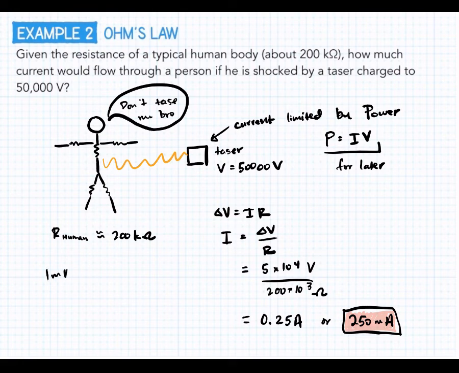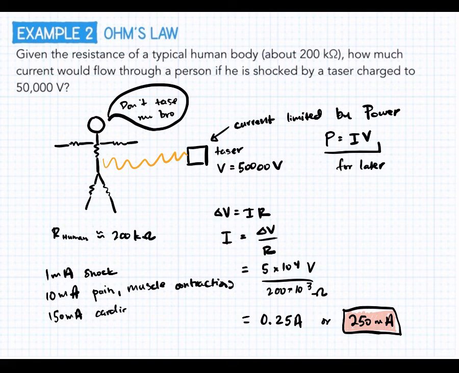and here's some references, right? So 1 milliamp, shock. 10 milliamps, pain, muscle contractions. And then 150 milliamps, if you have it for long enough, you can go into cardiac arrest. So you'll see this is bigger, but there's a little bit more to it than just the current at a particular time. This current happens pretty quickly. You're just trying to disable somebody, not kill them.